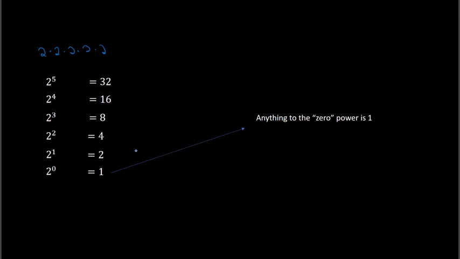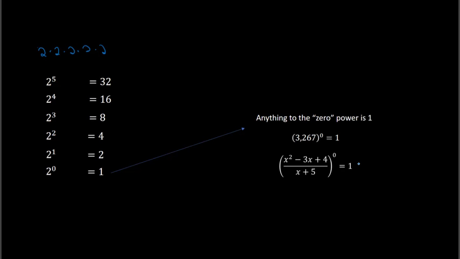And in fact, anything to the 0 power is 1. We can have 3,267 to the 0 power. That would still equal 1. We can have this really complicated expression right here, raised to the 0 power. That would still equal 1. So anything to the 0 power will always equal 1.